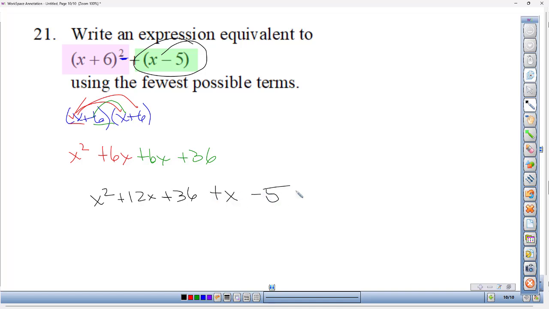But now I'm going to add this in. So I'm going to add on plus x and minus 5. And all we're going to have to do is combine some like terms. So do you notice this thing with x would match up with this thing with x?